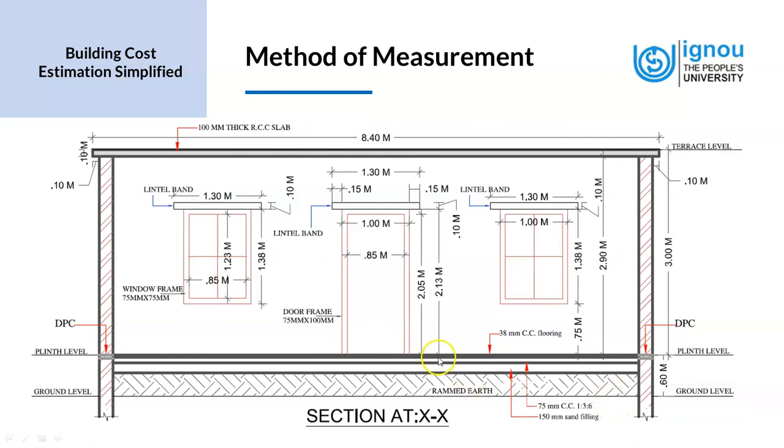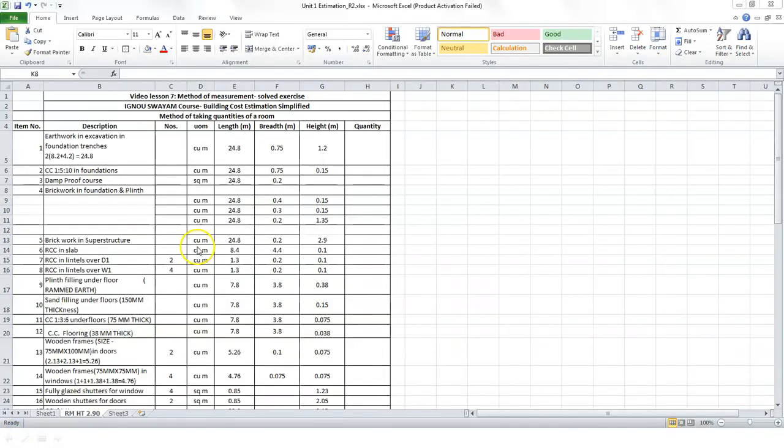So let's look at it in the Excel sheet. Here we have the brickwork in superstructure, which is 24.8, the outer perimeter of the room. The breadth of the brickwork is 0.2 meters, which is something that we got from the section drawing. And the inner height of the room, to which the brickwork is taken, is 2.9 meters.